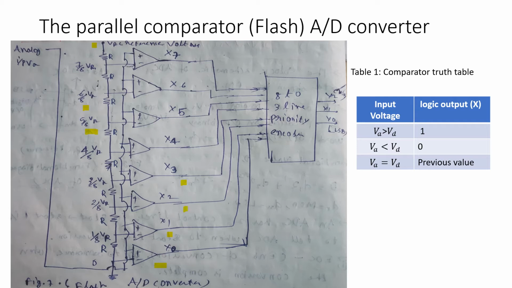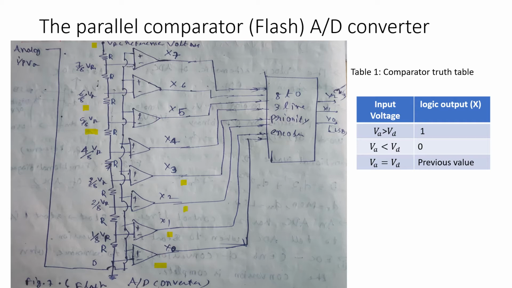If VA is equal to VD, what is the output we will get? Okay: VA more than VD, logic 1. VA less than VD, logic 0. And VA equal to VD, the previous value. For example, the input value here is 0. Okay, I am giving an input of, for example, 1.5 volts or something.